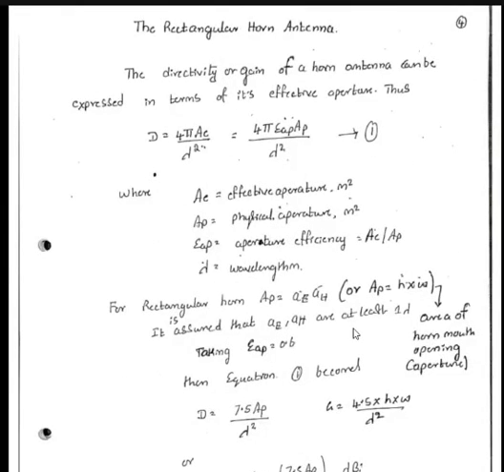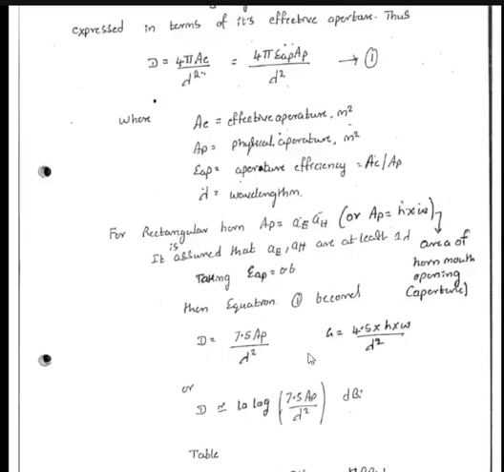Okay, if we consider that AE and AH are at least 1 lambda, then the aperture efficiency is given by 0.6. If we consider the height and width of the rectangular horn antenna to be 1 lambda, and we consider aperture efficiency as 0.6, and multiply this 0.6 into 4 pi, what do we get? 7.5 AP divided by lambda square here.